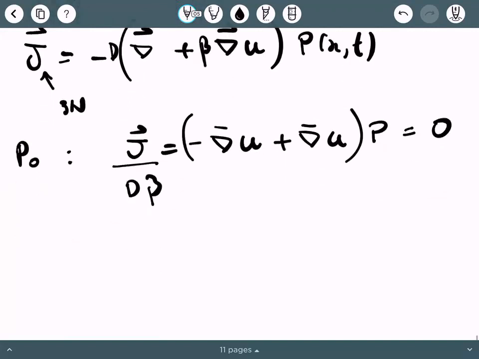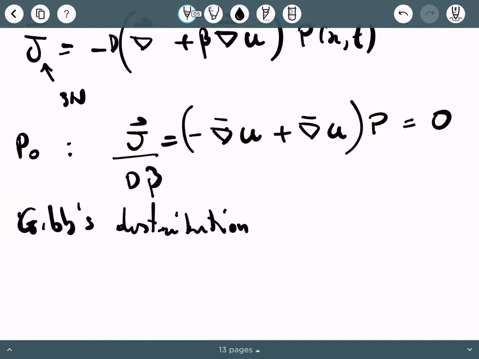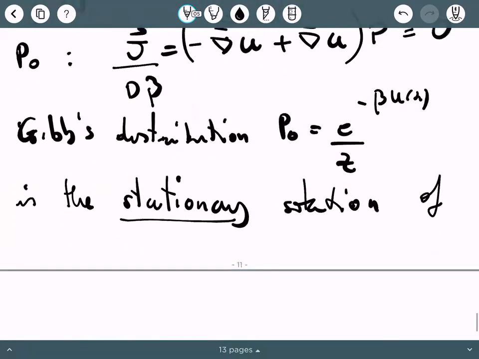So this is telling us something. The equilibrium distribution is the stationary solution of the Fokker-Planck equation. So the Gibbs distribution function, P naught equal to e to the minus beta u of x, with a constant, is the stationary solution of the Fokker-Planck equation.